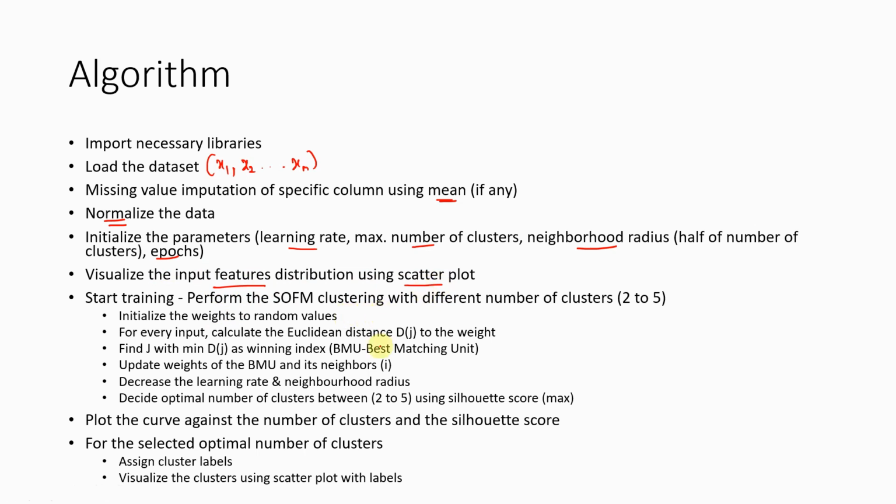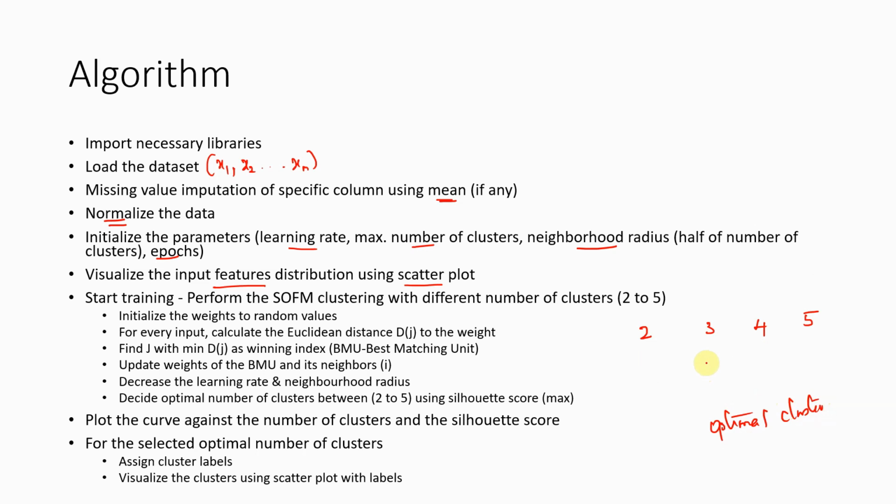We need to perform the algorithm by running it for different maximum clusters. That is, the data can be divided into 2 clusters, or 3, 4, or 5 clusters, because depending on the problem, the selection of the number of clusters will vary. So we are executing the algorithm for each of cluster 2, cluster 3, cluster 4, cluster 5, and finally we find which is the optimal cluster count for the particular problem.